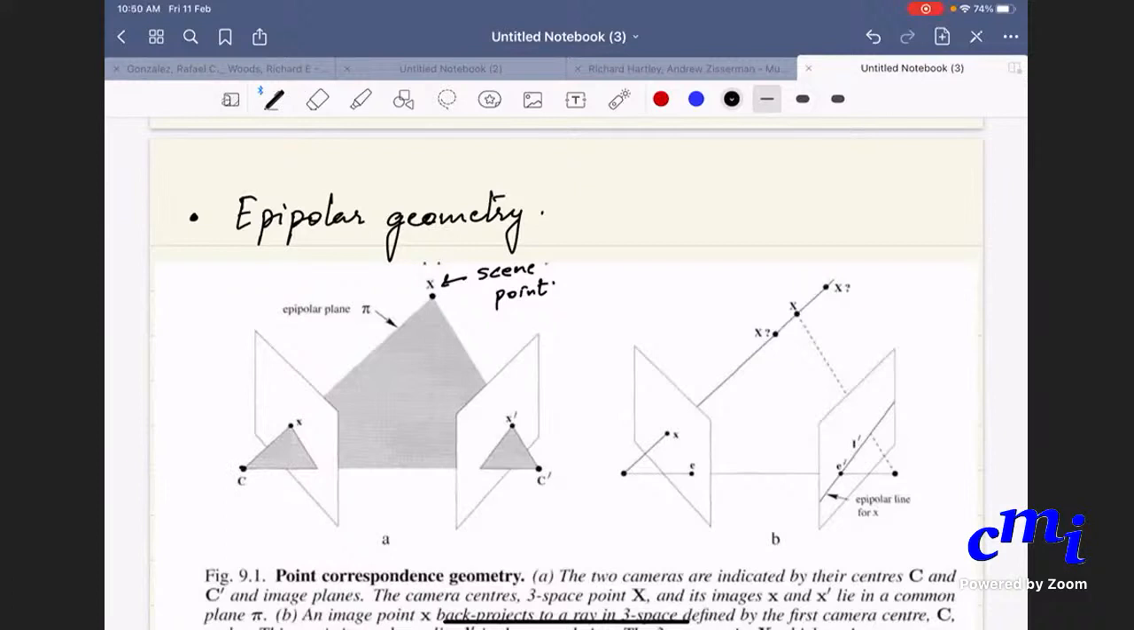Then these 3 points are going to be coplanar, right? So there is a plane which contains these 3 points. That plane is this plane pi. Okay, so consider the plane which contains these 3 points.